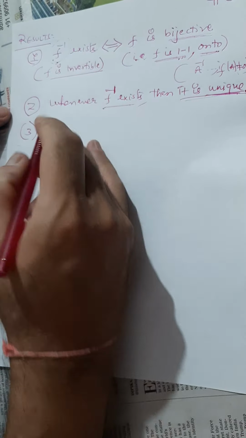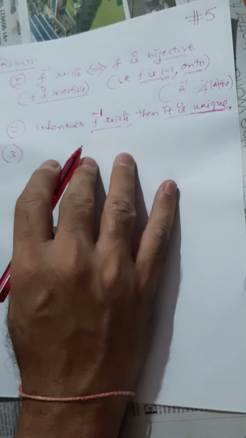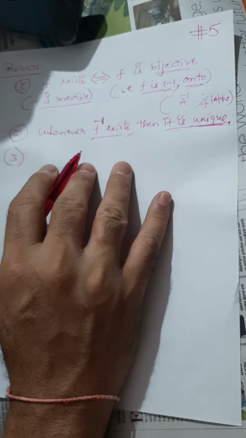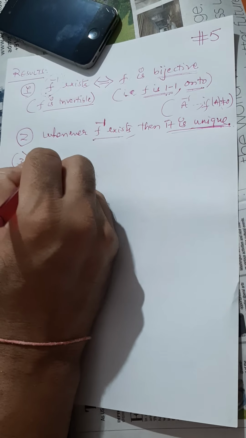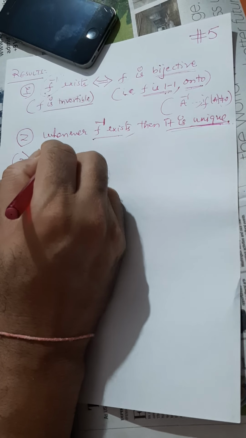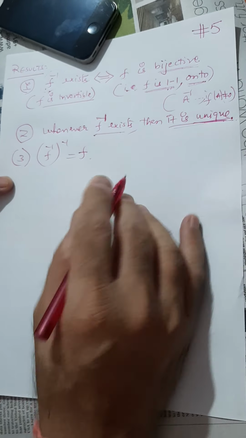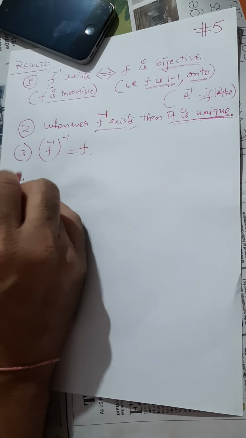Third one, if I find the inverse of a function twice, then you will get the function itself. This is always true.